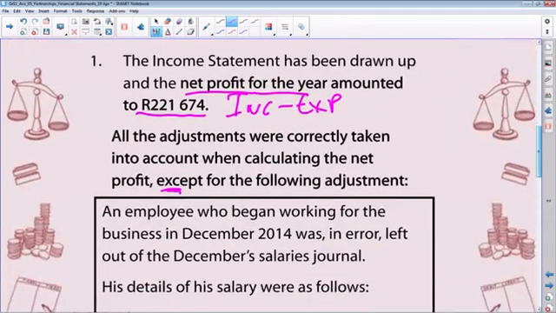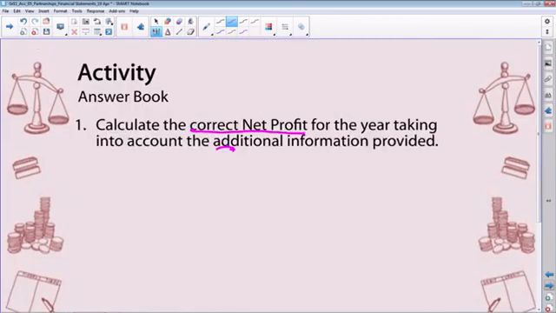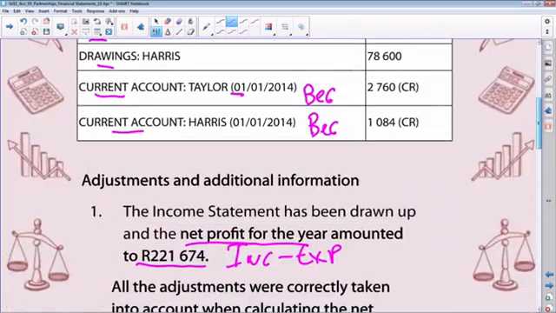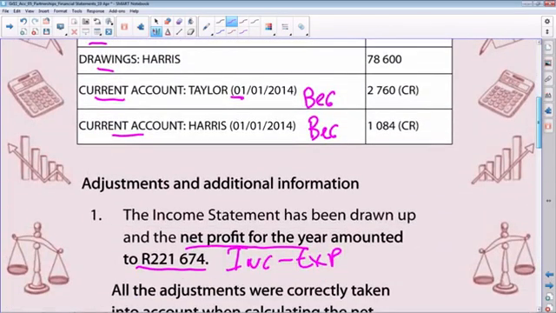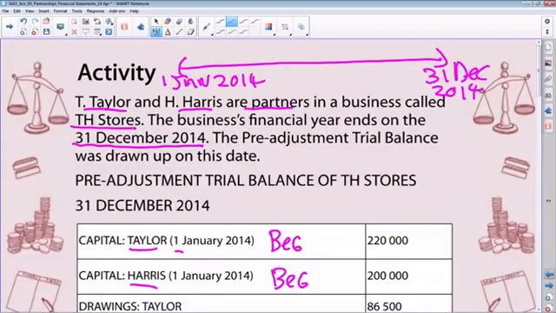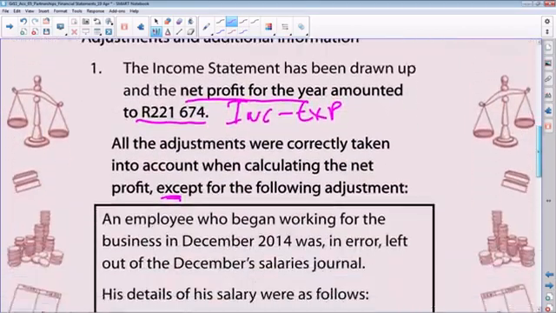So our net profit, 221,674. Okay, so I'm going to quickly write that in my answer sheet. The net profit, 221,674. Let's just double check that. Okay, 221,674, so that's correct. And now let's take into account that additional adjustment.